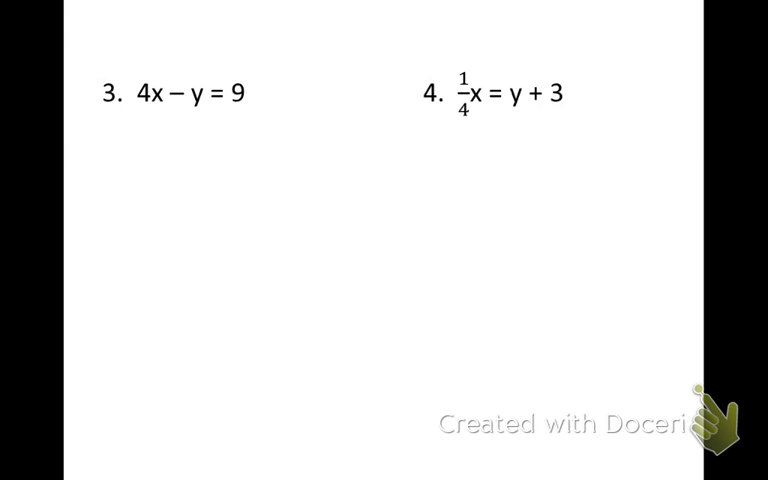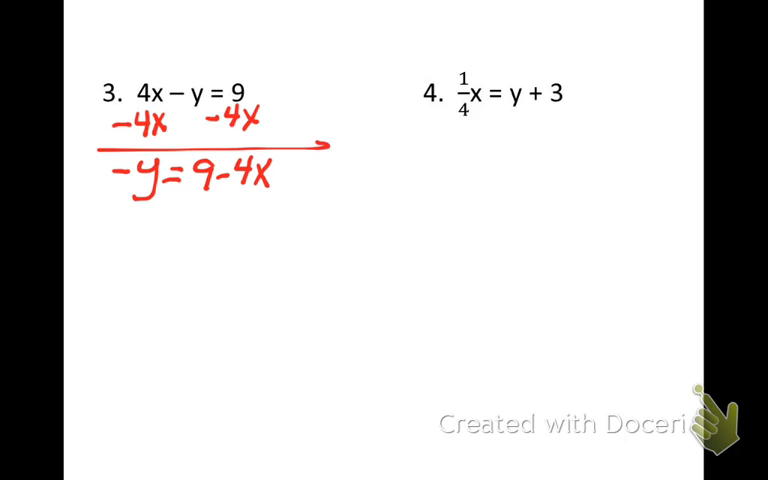Continuing on with doing the same thing, I want to get the y by itself, so I got to get rid of the 4x. So I'm going to minus 4x, because it's a positive 4x from each side. Be careful here, it leaves you negative y equal 9 minus 4x. So the y is not by itself, it has a negative 1 in front of it, so I'm going to divide everything by negative 1, which really just changes the sign.